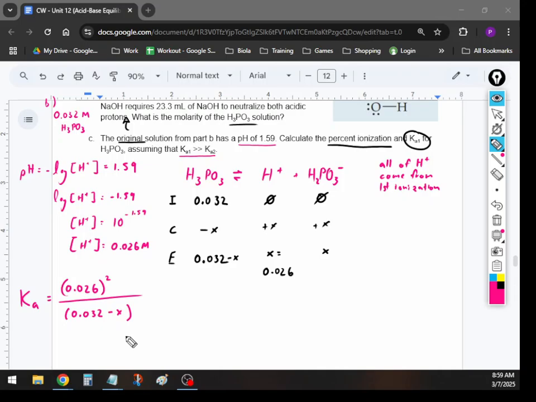Okay. So we do have an x, but if you guys see, we already know what the value for x is, right? So we can actually just plug that in right here. So the minus x will become minus 0.026. So I'll pause right there and I'll let you guys calculate for the Ka. Okay, we're just plugging into the equilibrium constant expression and solve.